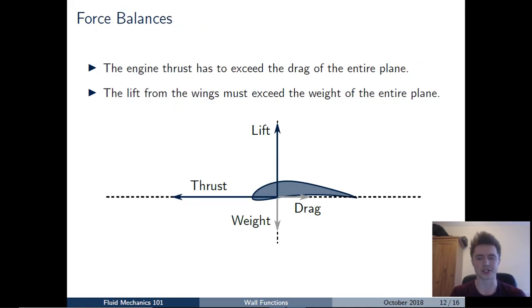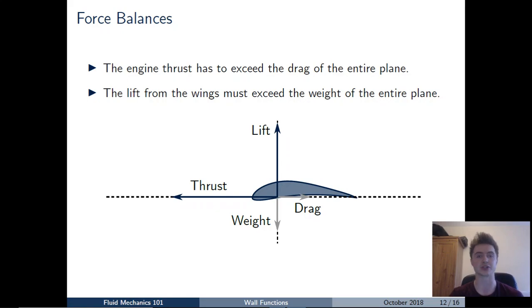Now it's important to remember that these components of the force vector contribute to the overall force balance on the aircraft. And more specifically, what we mean by that is that the thrust from the engines has to exceed the drag, the aerodynamic drag from those aerofoil sections, and it also has to exceed the drag from the rest of the plane as well. So we need enough thrust coming from the engine to exceed the local drag from the aerofoils and the entire plane in order for us to move the plane forward.